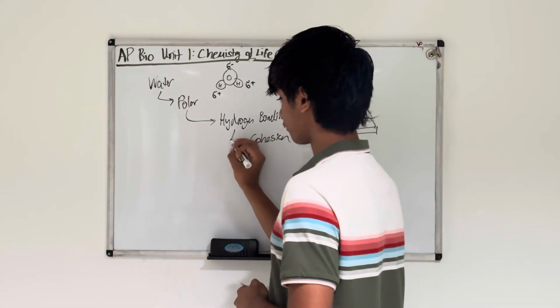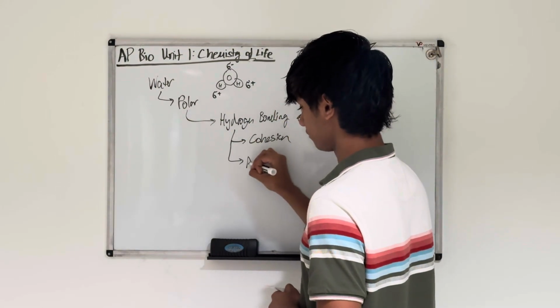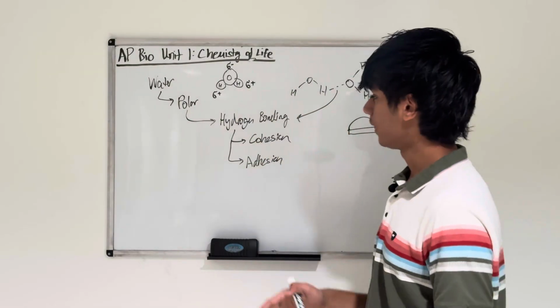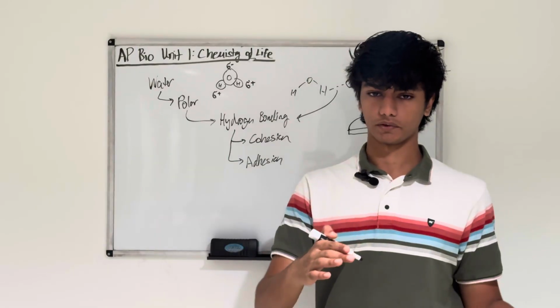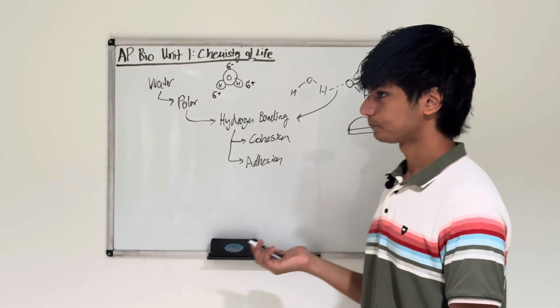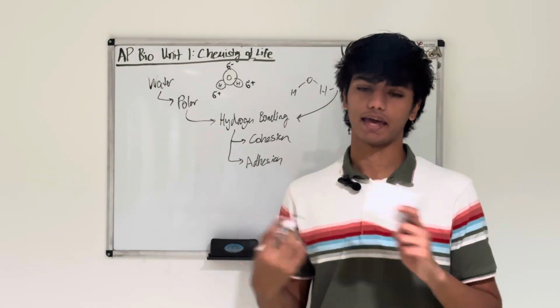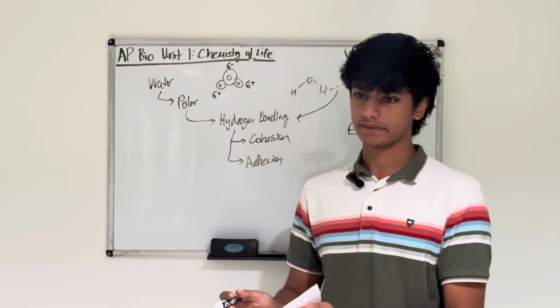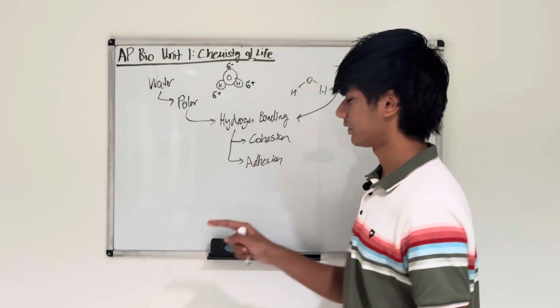We also see the property of adhesion, which is the property where water molecules, because they're slightly polar, like to go with other polar molecules. So if we have a water molecule and a polar molecule, they're likely to come together and be attracted because of adhesion.